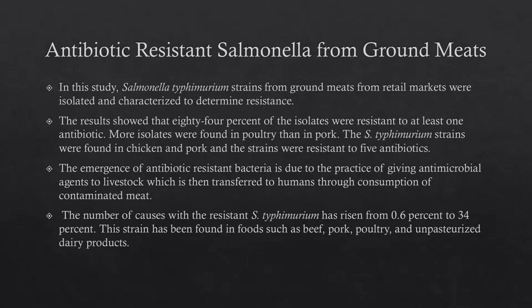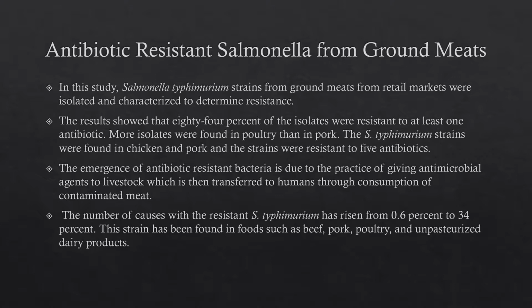In this study, Salmonella typhimurium strains were isolated from retail ground meats found in the Washington, D.C. area. 84% of the isolates were resistant to at least one antibiotic, and the S. typhimurium strains found were resistant to 5 antibiotics. These strains were found in pork and chicken.